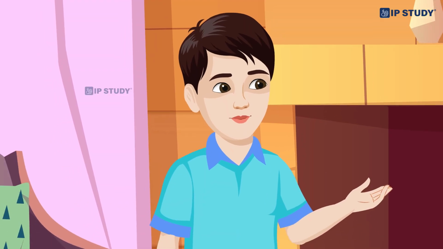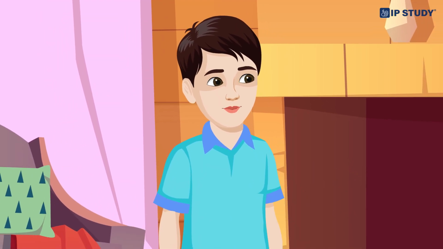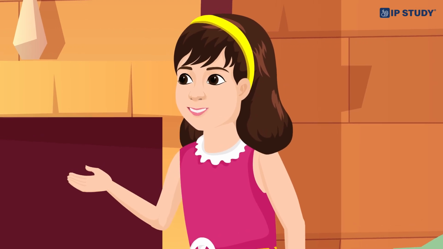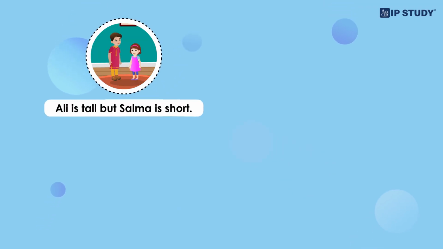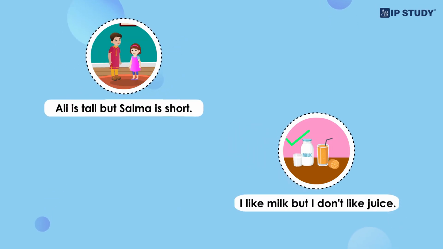Okay, Janvi, but what about but? We use but to join two opposite ideas. Ali is tall but Salma is short. I like milk but I don't like juice.